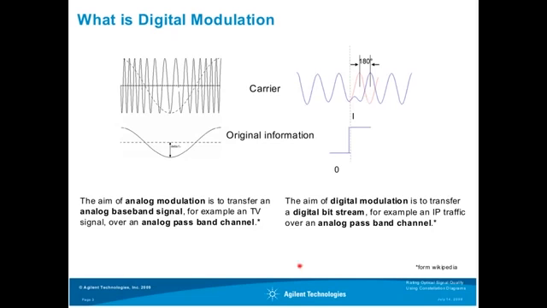So what does Wikipedia say about the difference between analog and digital modulation? The aim of analog modulation is to transfer an analog baseband signal, for example a TV signal, or an analog passband channel over an analog passband channel. In contrast, the aim of digital modulation is to transfer a digital bit stream, for example IP traffic, over an analog passband channel. So in both cases, we transmit the signal over an analog passband channel, but the nature of the original signal is different.